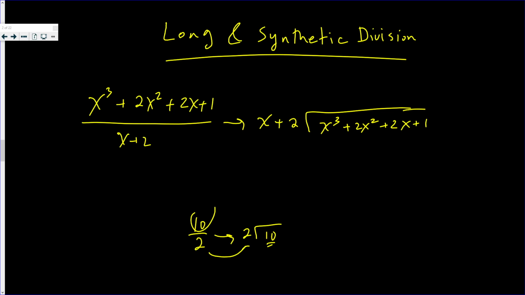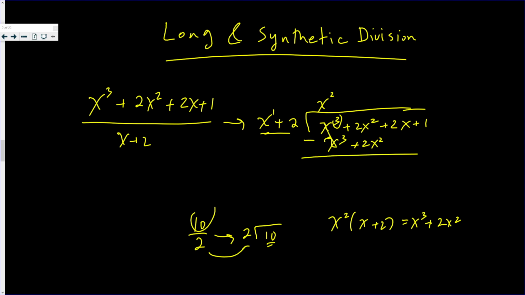Then you ask yourself, what do you multiply x by to get x cubed? That is x squared. And like always, you multiply what you put on top by what you have in front, namely x plus 2. And you get x cubed plus 2x squared. And you subtract. And by design, that's going to cancel out. Surprisingly, that cancels out too.